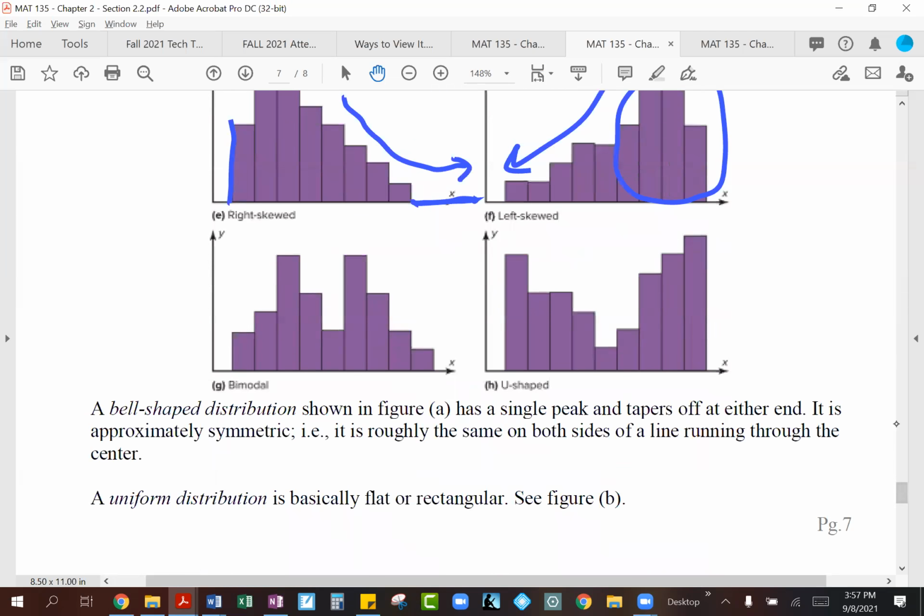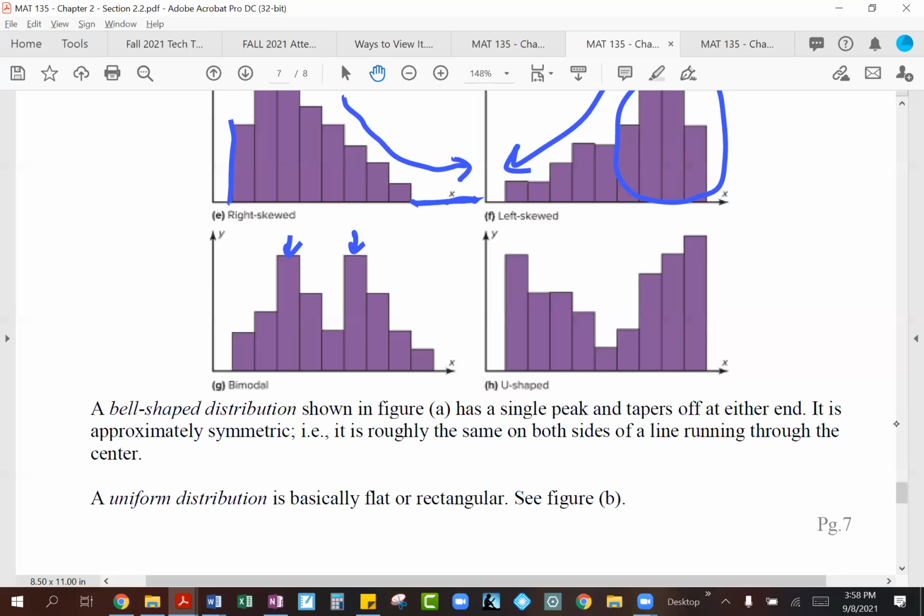Then you've got bimodal, and we'll talk about modes again in chapter 3, but this basically means you have 2 columns that are tall compared to all the other ones. And you can see they're showing about the same height on those two. So you've got bimodal, and again, that means two.